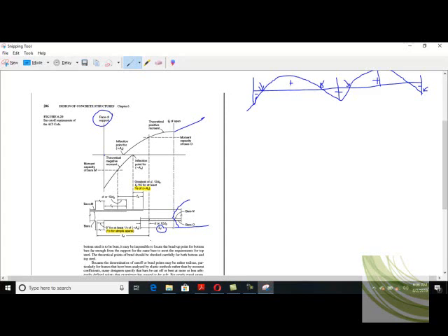Now, what important information is there: if this point is your theoretical point, this is your theoretical cutoff point. From previous discussion, it is clear that at the theoretical point we do not cut the bars; we cut the bars at the actual cutoff point, which is at a distance of d, 12 db, or ln by 16. Ln by 16 is basically used for negative steel, but you can use it for positive steel, but you have to select the maximum value.